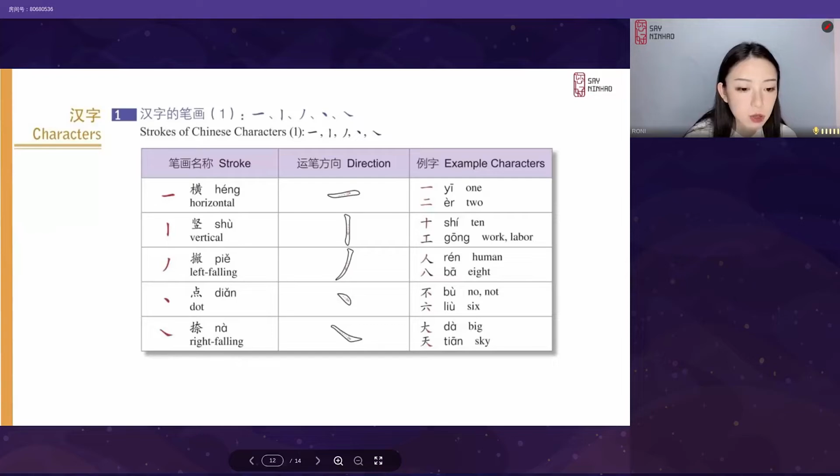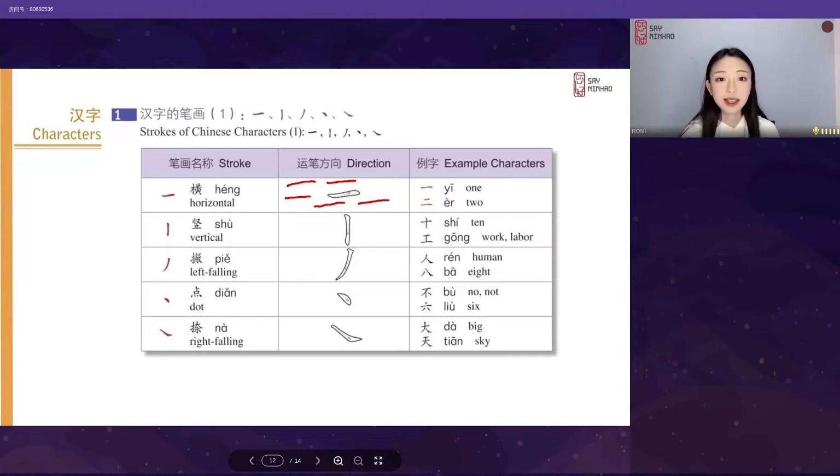Let's learn some new strokes of Chinese characters. The strokes are the basic units for Chinese characters, and several strokes can make up a character. Now let's see the basic strokes. First one is 横, okay, 横. It means horizontal. And the direction of writing it is like this, from left to right. It is a horizontal here, from left to right.